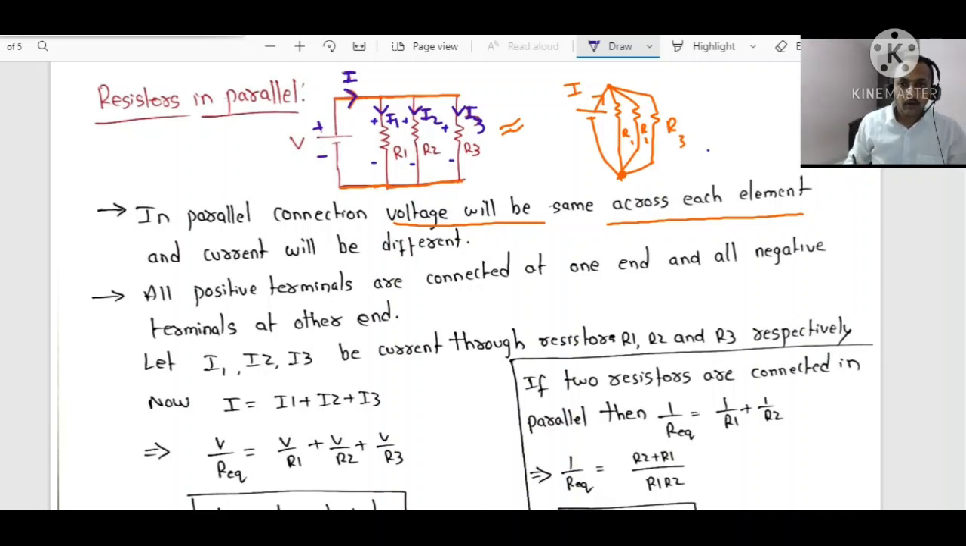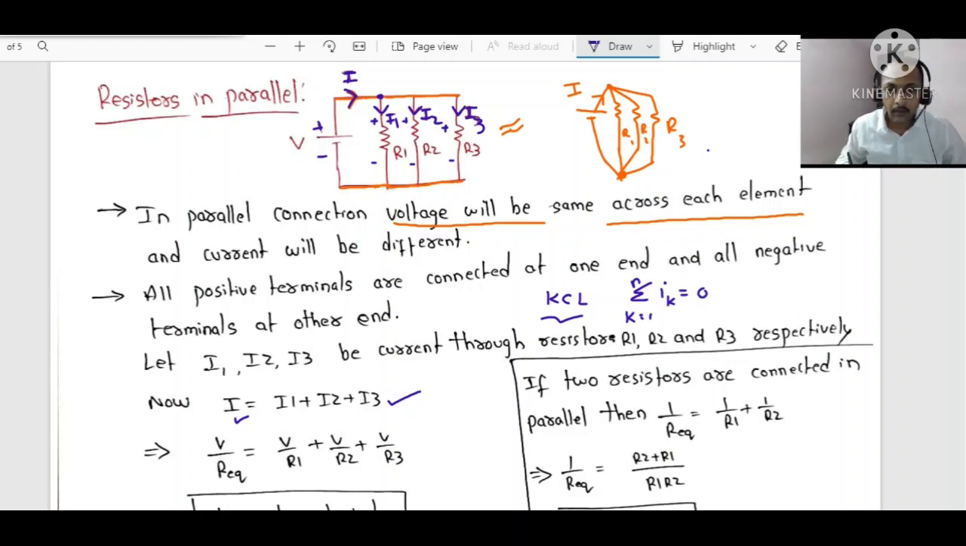right? Now the currents I1, I2, I3 flow through the resistors R1, R2 and R3 respectively. Now from KCL, Kirchhoff's current law, what will be the total current? The algebraic sum of the currents at a node, sum of Ik equal to 0, k equal to 1 to n. At this node point, if you apply KCL, what are the entering currents? I. What is the leaving current? I1 plus I2 plus I3.